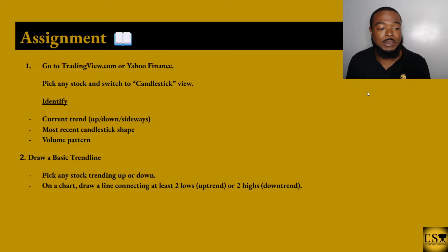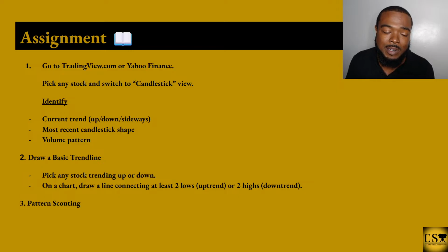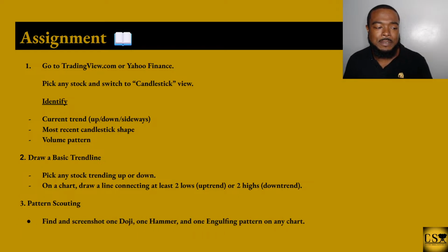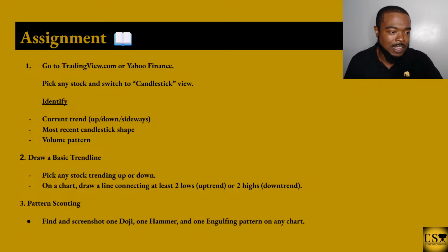Okay, so on the chart, you're going to get that trend line, at least two uptrends. I want to see two uptrends that you find and two downtrends I want you to identify on that chart for that company. And I want you to scout for some patterns. Like I was saying earlier, I want you to look at some doji, one hammer, and one engulfing pattern.